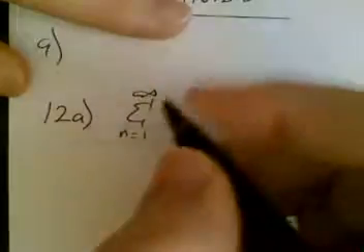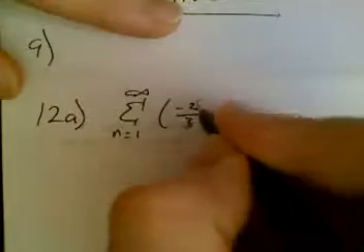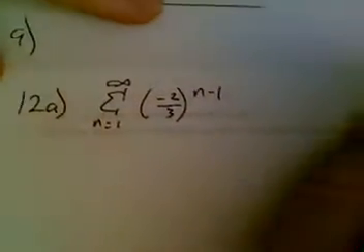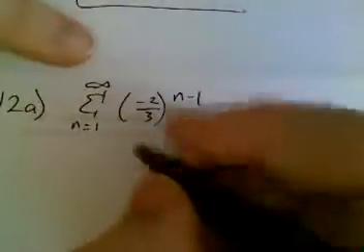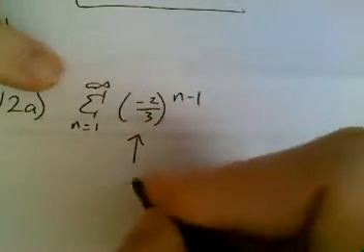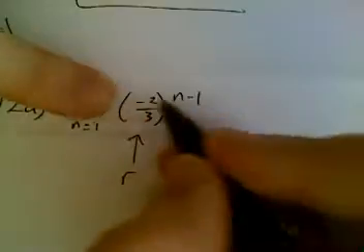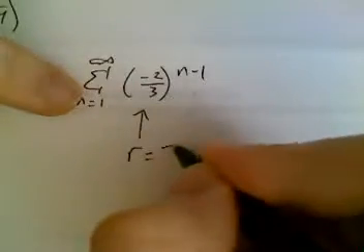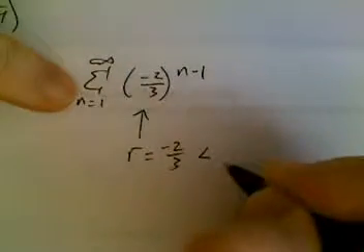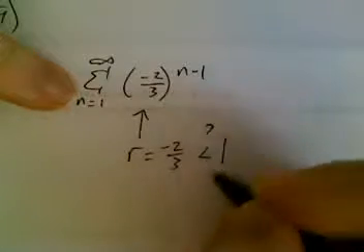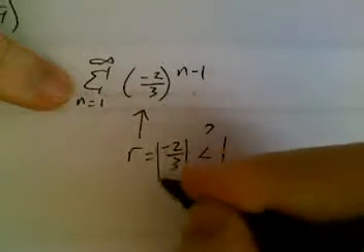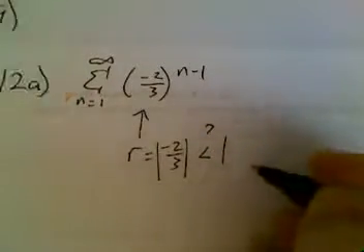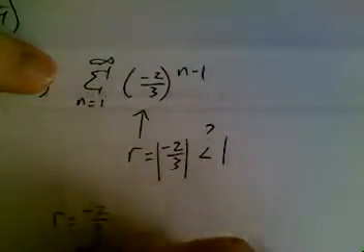12a, we're going to look at the sum as n equals 1 to infinity of negative 2/3 to the power of n minus 1. How do I find this infinite series? Well, the first thing I have to notice is this thing right here is my r value. Again, when I see something to the power of n minus 1 and I start at 1, that's my r value. r is equal to negative 2/3. Is that less than 1 in terms of absolute value? Yes, 2/3 is less than 1, so that's perfect. So my r value is negative 2/3.